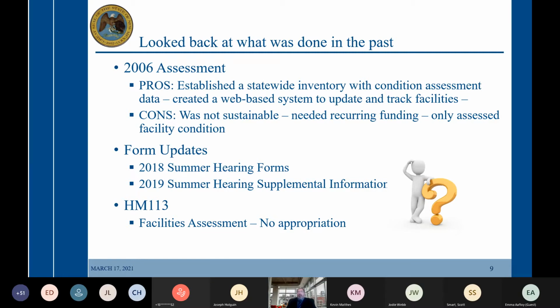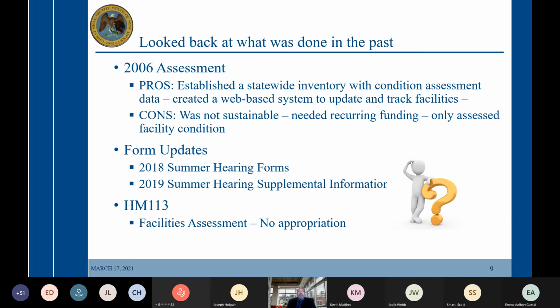Well, the pros to that was that it did establish a statewide inventory with condition assessment data, and it created a web-based system to update and track facilities. The cons were that it was not sustainable. It needed recurring funding, and it only assessed facility condition. So we knew that was not something that we felt would work, but we weren't sure.